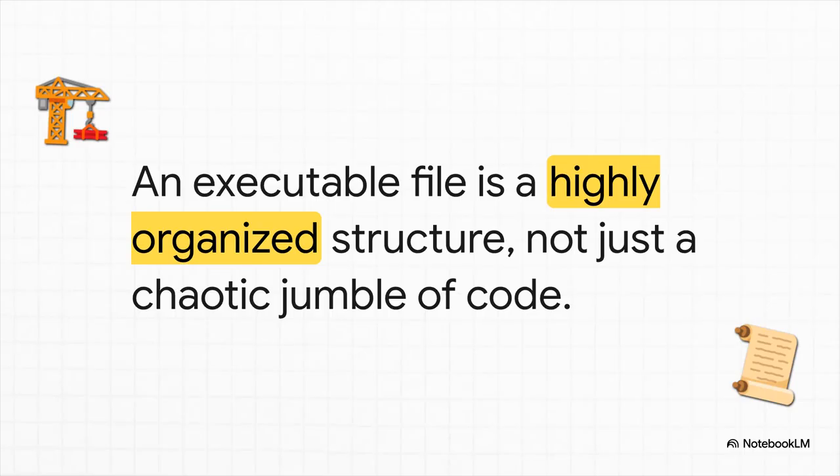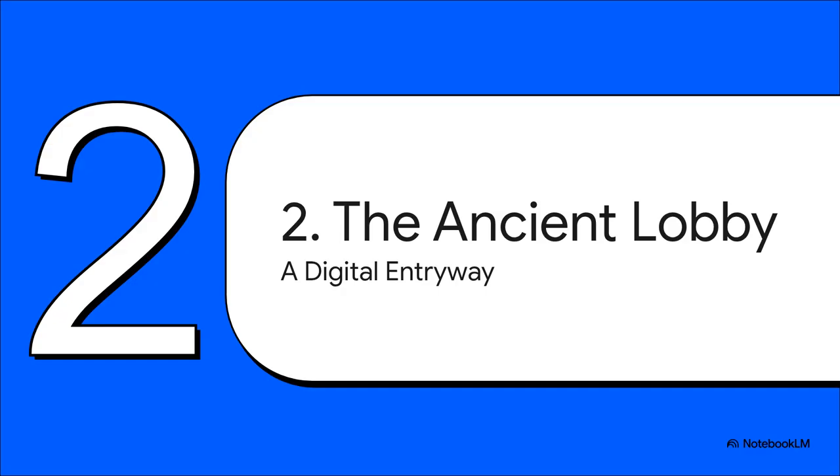Now, you might think a program file is just this massive, chaotic blob of code, right? Well, it's not. It's actually a highly organized structure, kind of like a building with a detailed blueprint. It has a foundation, it has different floors, specific rooms, all laid out so the operating system knows exactly where it needs to go. And just like a grand old building might have this amazing preserved lobby from 100 years ago, every single modern Windows program has one too. It's this ancient entryway that everything, and I mean everything, has to pass to first.